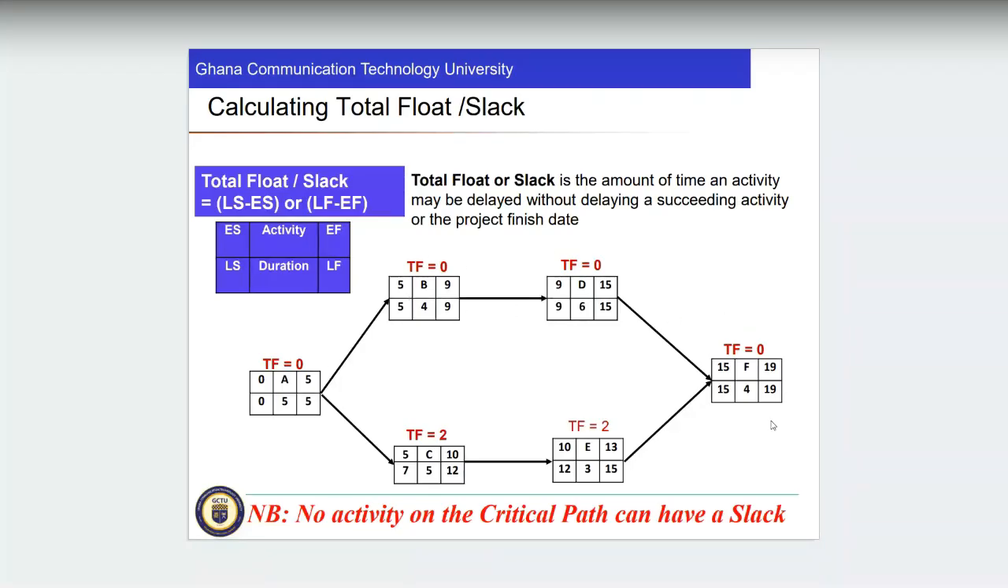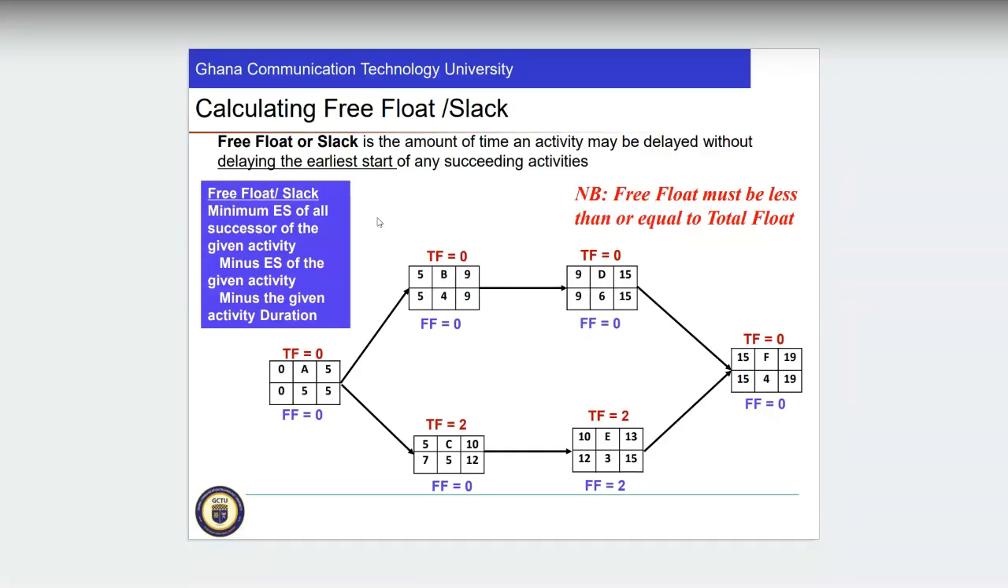So let's look at what we call free float. Free float is the amount of time an activity may be delayed without delaying the earliest start of any succeeding activities. It is also the amount of time an activity may be delayed without delaying the early start of any activity coming after. So free float must be less than or equal to the total float. Always please take note: free float is always less than or equal to the total float.